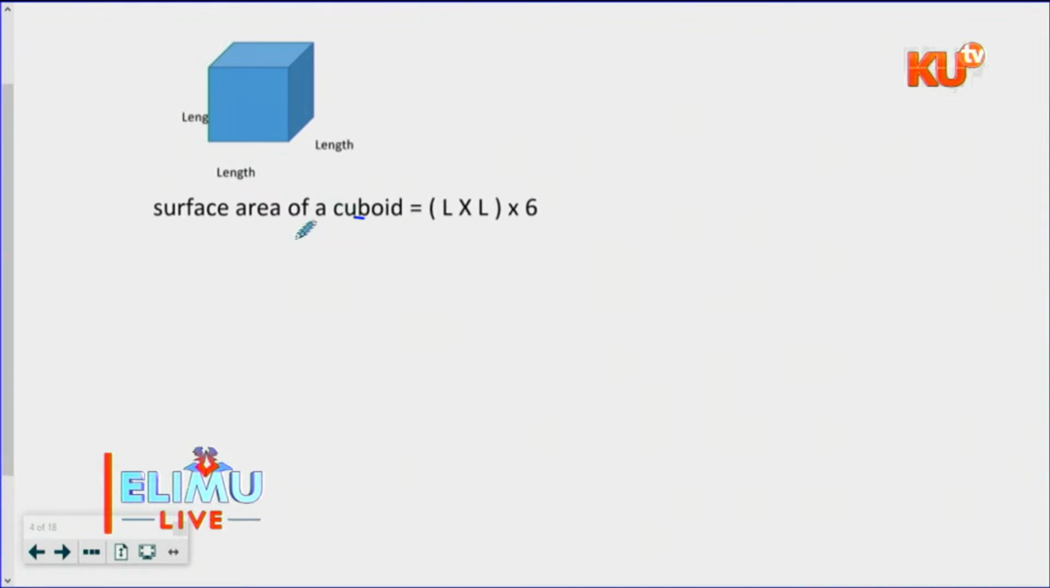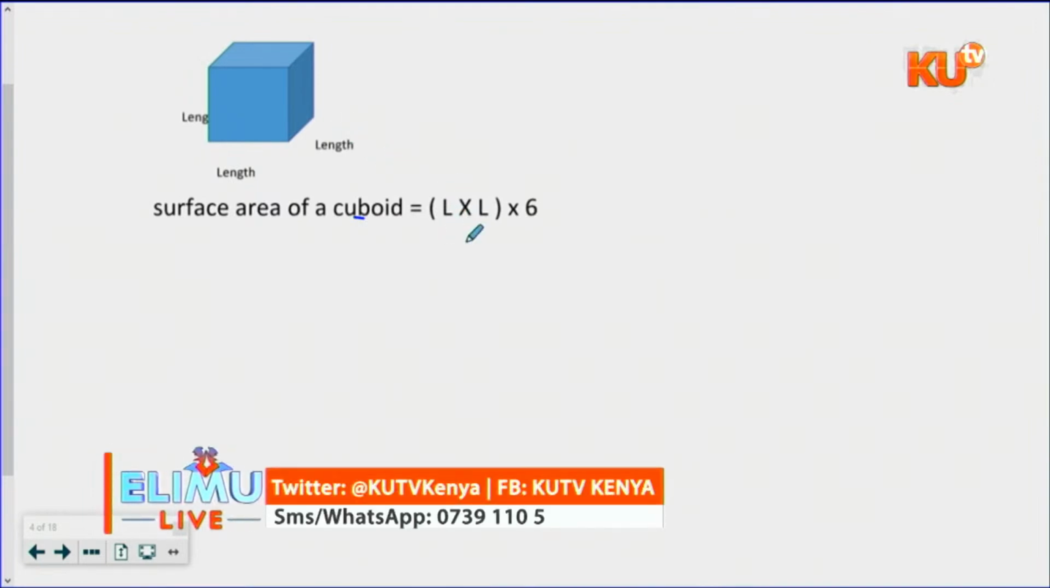So we simply say length times length, because you can decide to call this side length and this side length. They are the same. Even if you say side times side, remember to finally multiply it by 6.